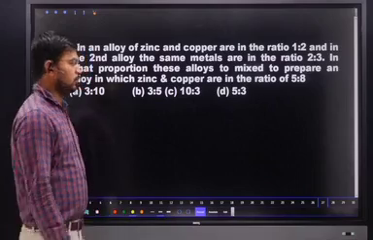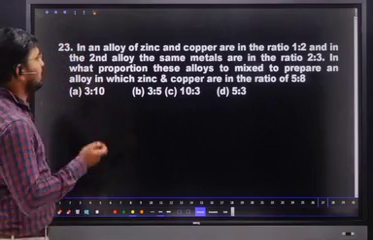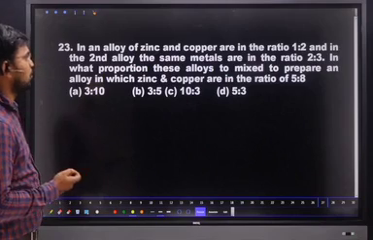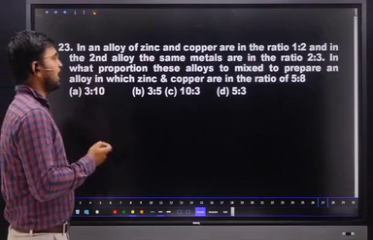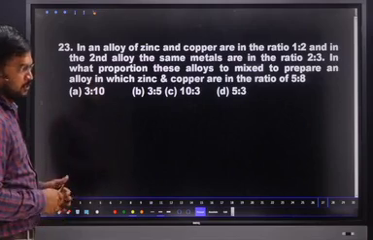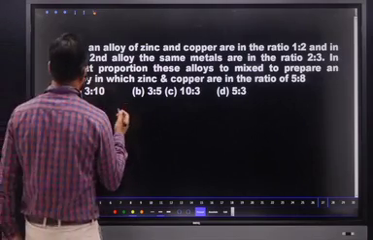So read the 23rd question. An alloy of zinc and copper are in the ratio 1:2, and in the second alloy, the same metals are in the ratio 2:3. In what proportion should these alloys be mixed to prepare an alloy in which zinc and copper are in the ratio 5:8? So here I will first explain the concept.